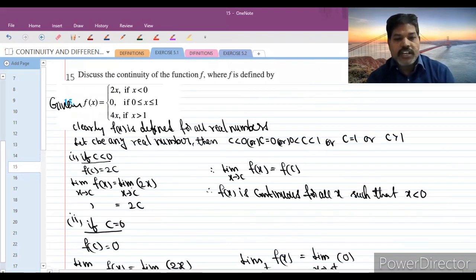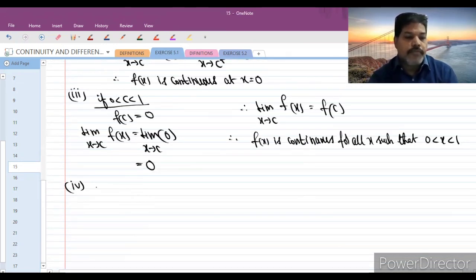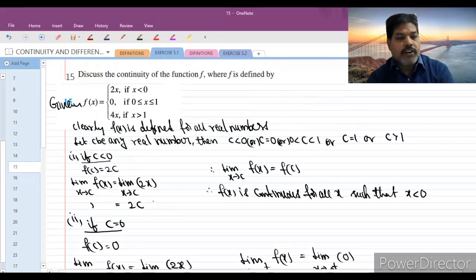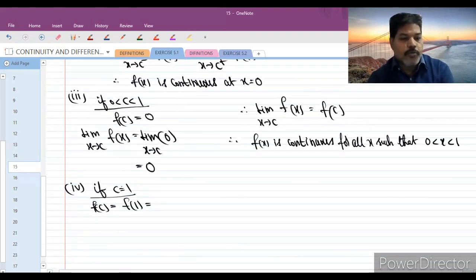So the next case is c is equal to 1. In that case, see carefully. First, what is f of c? f of c is nothing but f of 1. What is f of 1? If x is equal to 1, the f of x value is 0. So automatically this value will become 0 only.